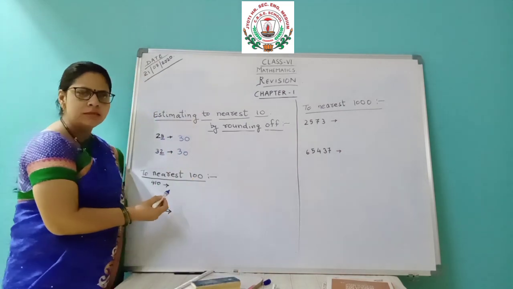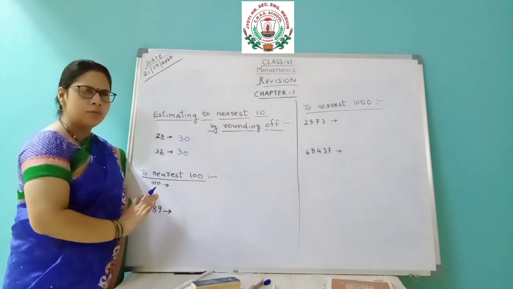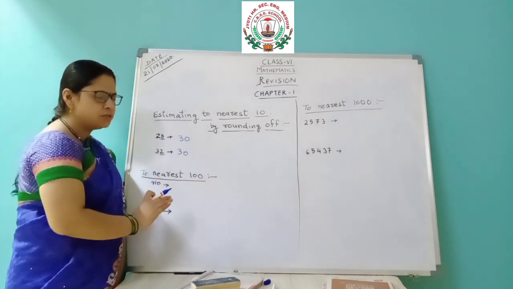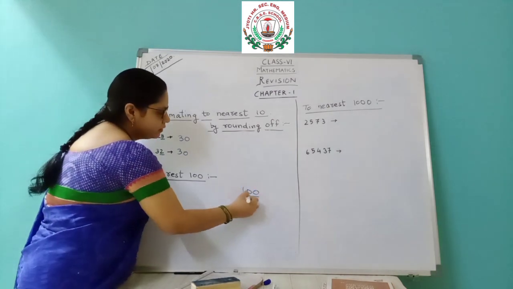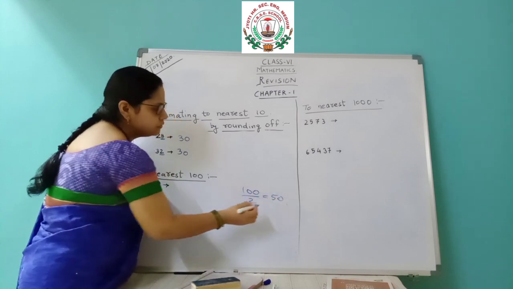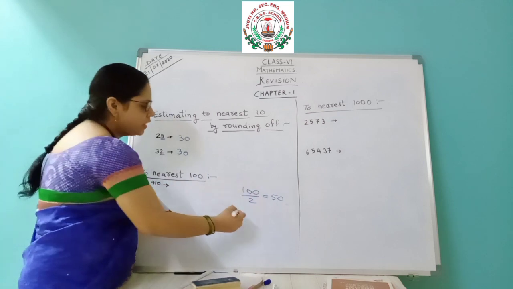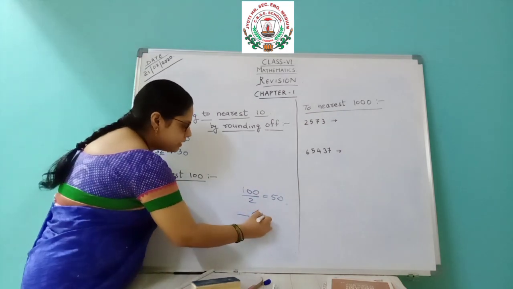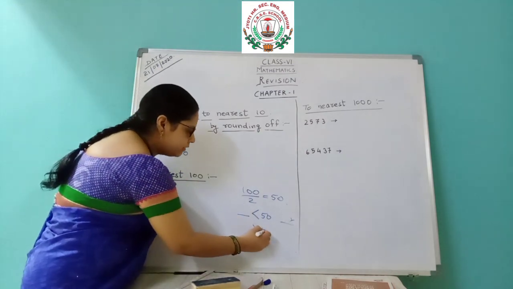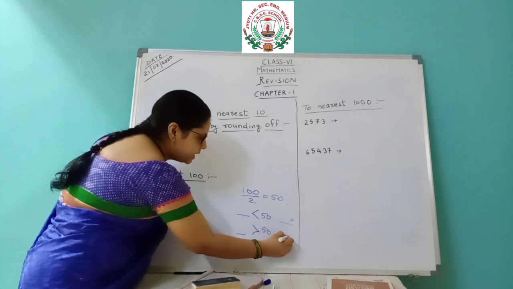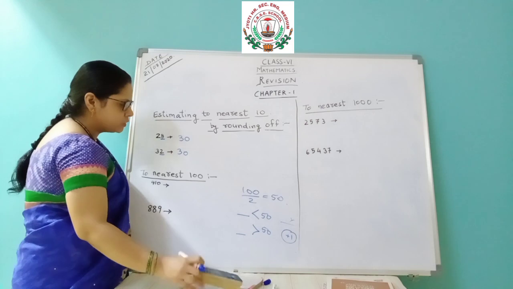Coming to the nearest 100. 100 means 2 zeros are there. So 2 zeros should come at the last. The last two digits should be 0 and 0. Now how to check 100? Half of 100 is 50. It means you have to check the last two digits against 50. If that number is less than 50, then you don't have to do anything. But if it is greater than 50, then you have to add 1 in the previous digit, just like I have explained previously.